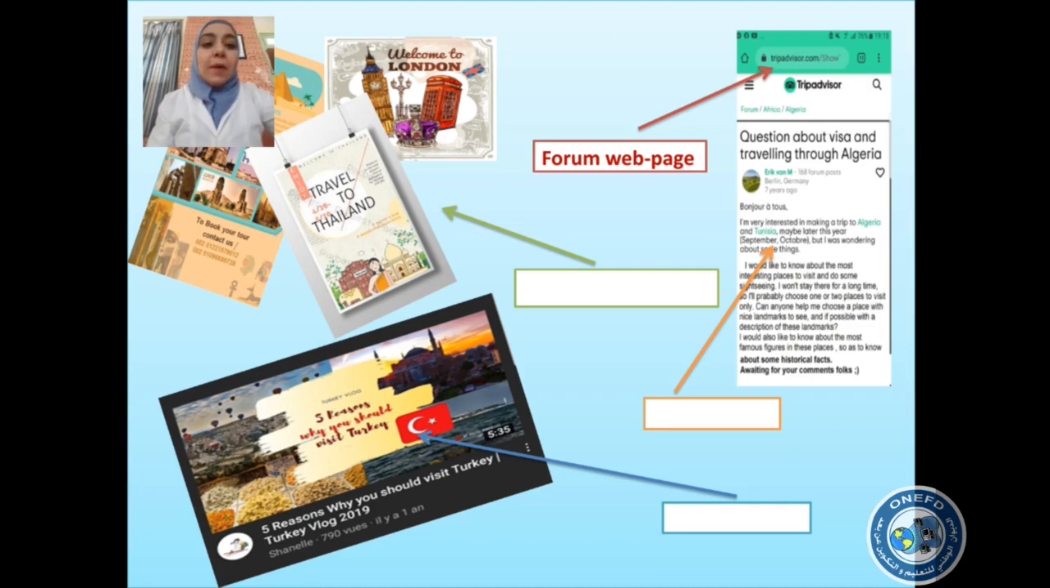This is a forum web page. This is a web page here. The forum web page, the address of a web page on the internet. These are advertising posters. Posters to advertise. This is a post like the one on Facebook. Like you post on Facebook something, we call it a post. And the last one, this is a video advert. It is an advertising, but it is in the form of a video.